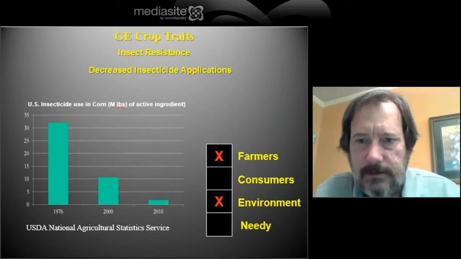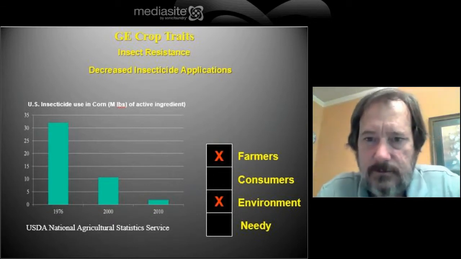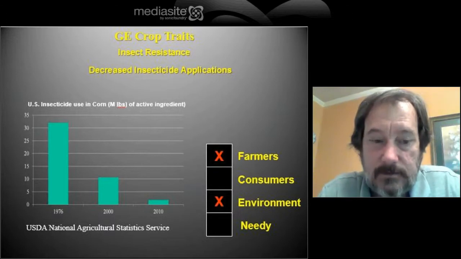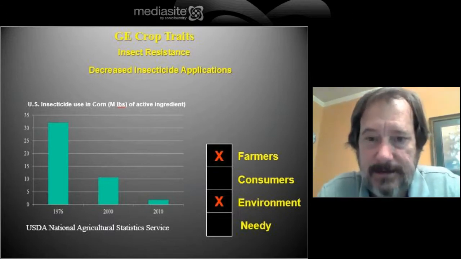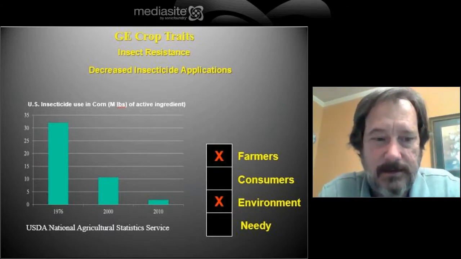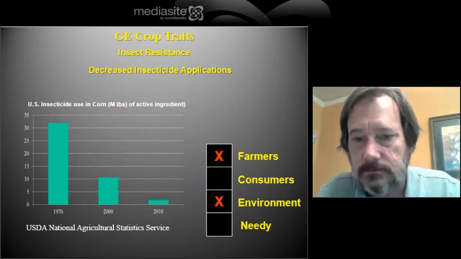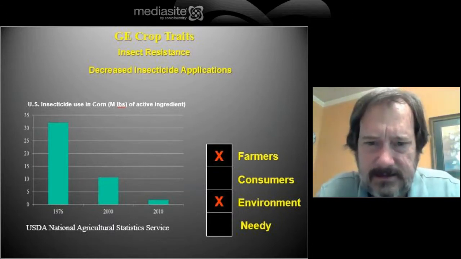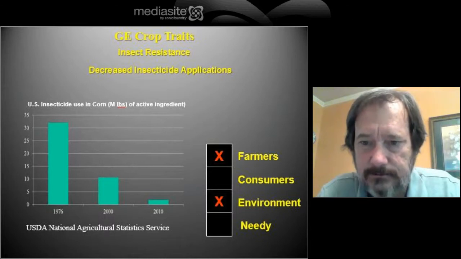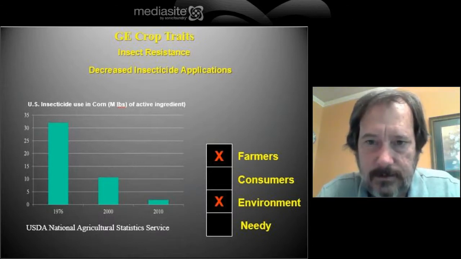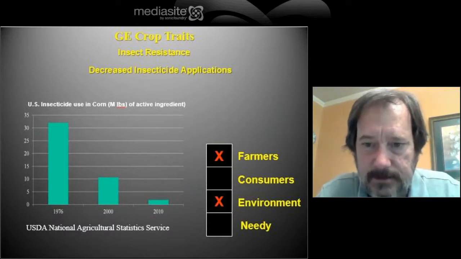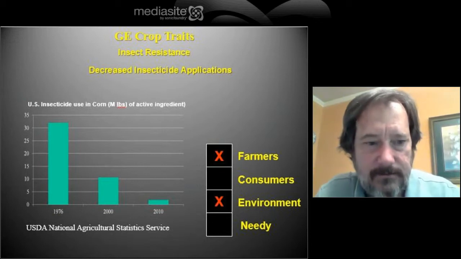Now we'll move on to insect resistance. So for most of you, the most common is Bt. You probably heard of Bt corn or Bt cotton. And this is insecticide use in corn. You can see that we saw a decrease in insecticide use with insect-resistant corn. Certainly the farmers benefit from using less pesticides, and the environment benefits as well.